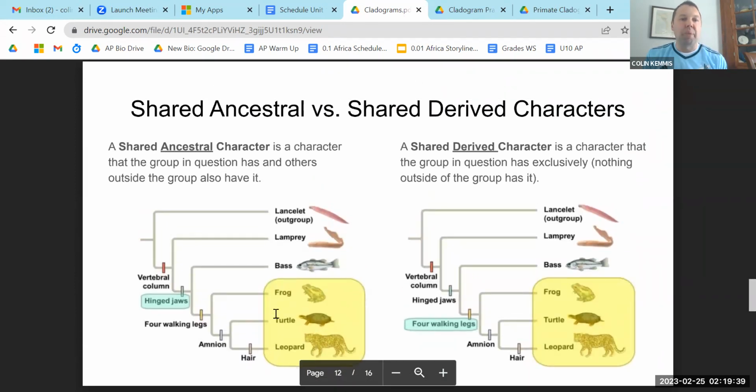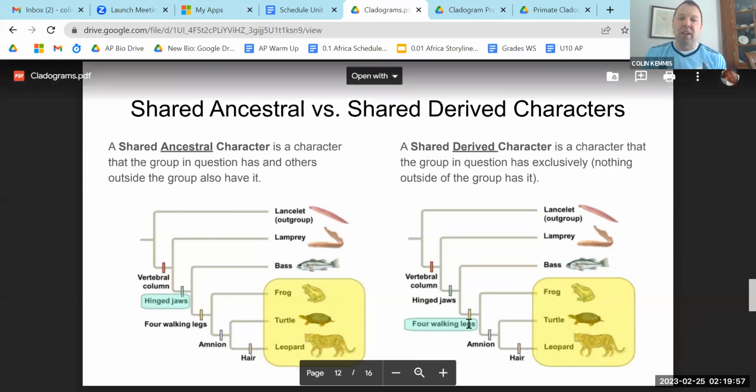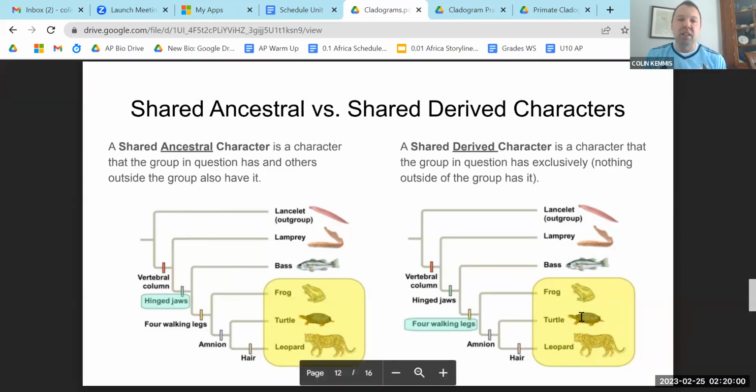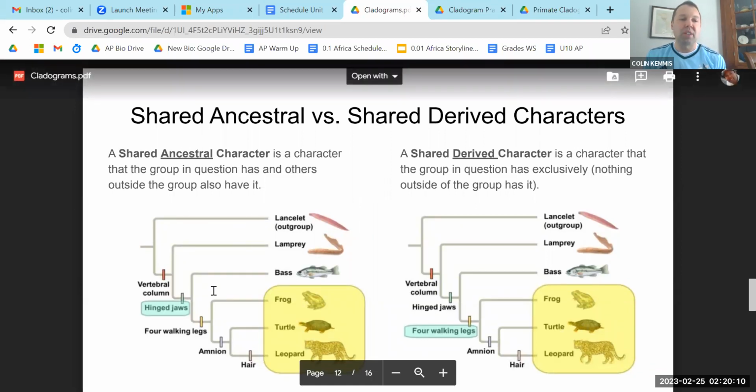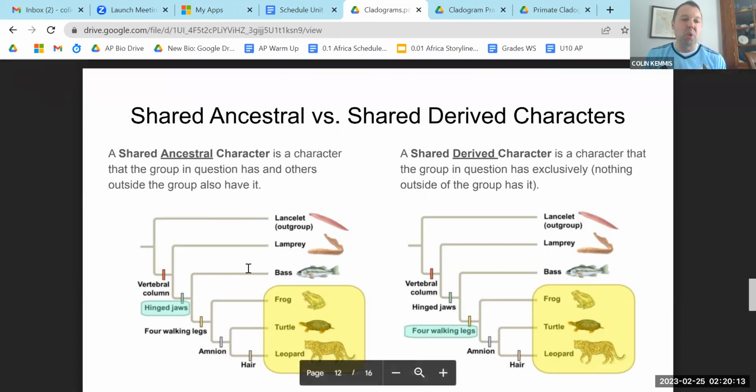So this one talks a little bit more about the ancestral character versus the shared derived character. So hinged jaws would be in bony fish and in amphibians, reptiles, and mammals. Four walking legs only in this group here. That's called a shared derived character. Nothing outside of the group would have it. Shared ancestral character, everything in the group has it, and there might be one or two that aren't in the group that have it.